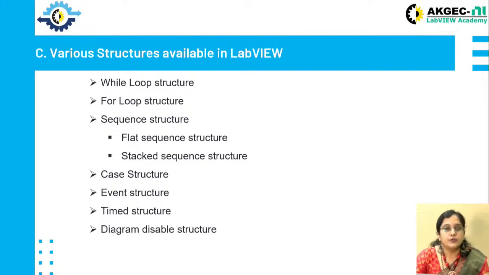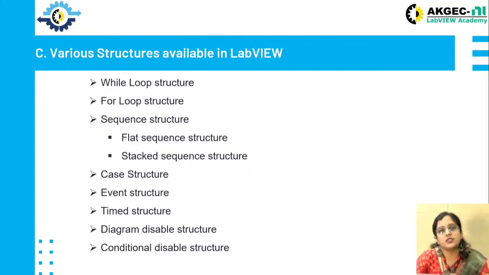In case we have to disable some structure, that is, a particular set of operations we want to perform and we don't want to perform another set of operations, then we will use the diagram disable structure. We will select that particular set of operations and disable that structure. Whenever we run our VI, that disabled structure will not execute. The conditional disable structure is used when some condition is satisfied, then that particular structure is disabled.